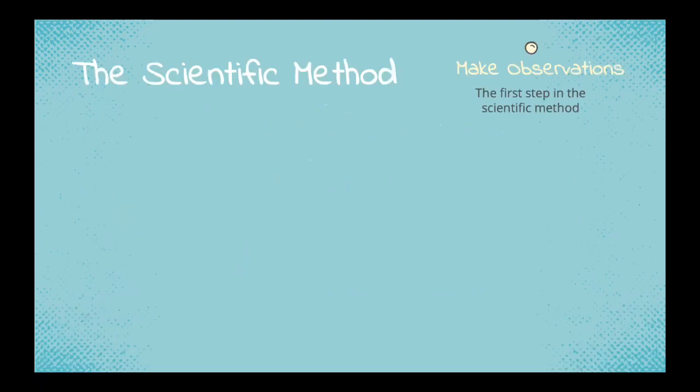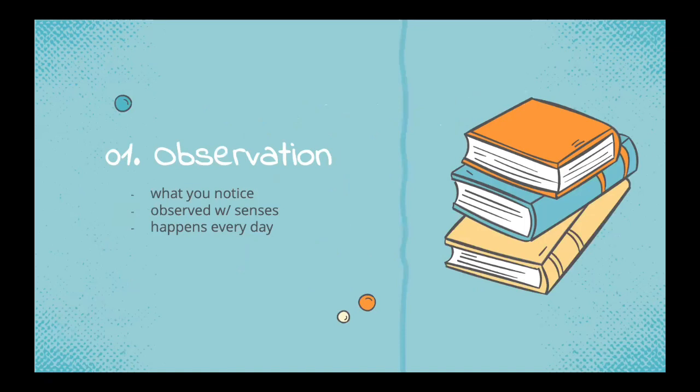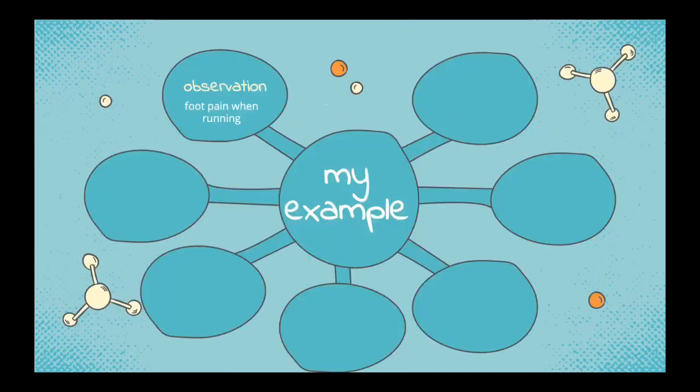The first step in the scientific method is to make an observation. An observation is basically what you notice about a situation or environment. An observation can be made with one of the five senses, and you probably make observations every single day. For example, an observation could be, "Ow, my foot hurts when I go running." This is something I simply noticed about a situation, something that I could observe with one of the five senses.